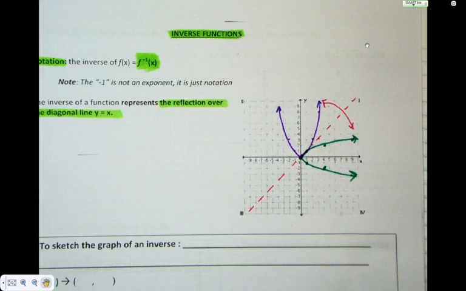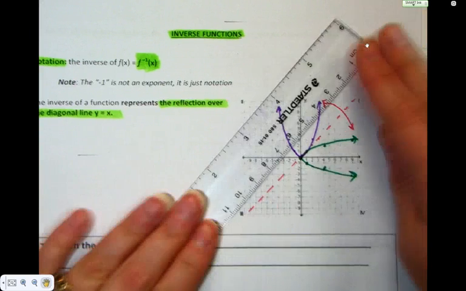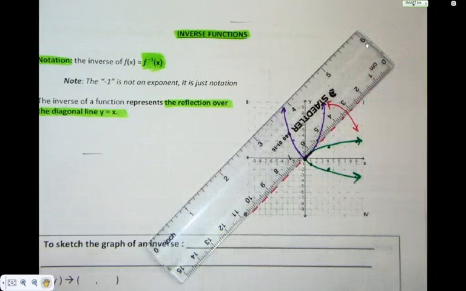Sometimes what's helpful for these for visual people is I want you to put your ruler right onto that imaginary reflection line. If you don't have a ruler, go grab one.